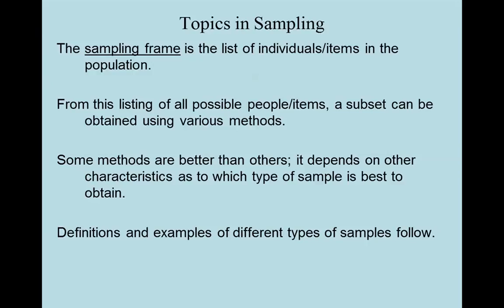The sampling frame is the list of individuals or items in the population. From this, a subset can be obtained using various methods. Some methods are better than others, while at times it depends on other characteristics as to which type of sample is best to obtain. Definitions and examples of different types of samples follow.